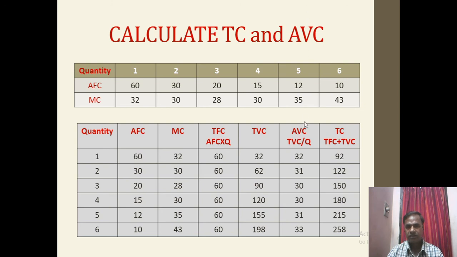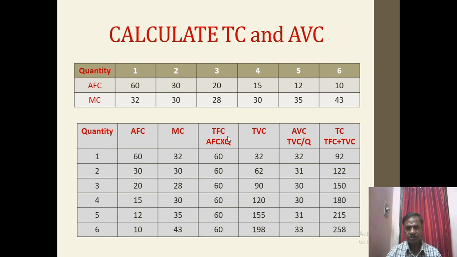AVC, we have to find AVC. AVC is TVC divided by output. 32 by 1, 32. 62 by 2, 31. 90 by 3, 30, like this. So we have calculated AVC.